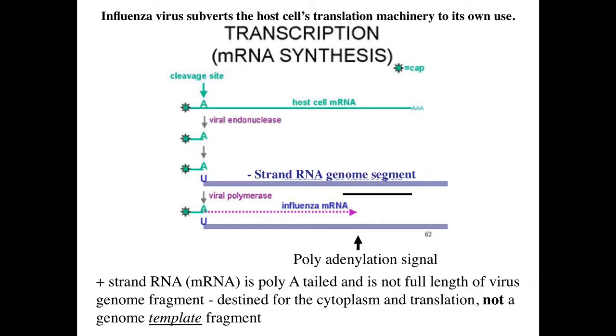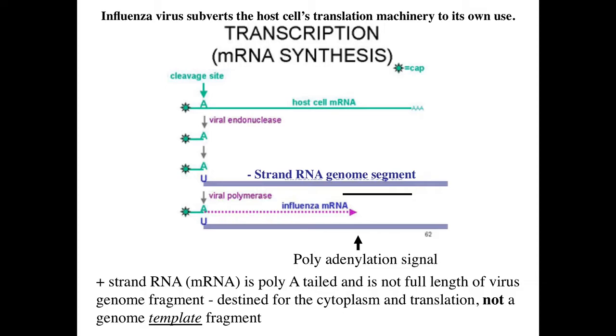Now, this messenger RNA just made is perfectly synonymous with any host messenger RNA. It looks just like your messenger RNA or mine. It has a poly A tail on the 3' end. It has a 7-methylguanosine cap. This RNA can now be and will be transported into the cytoplasm of the cell to be translated into whatever the protein is that this particular RNA segment encodes.